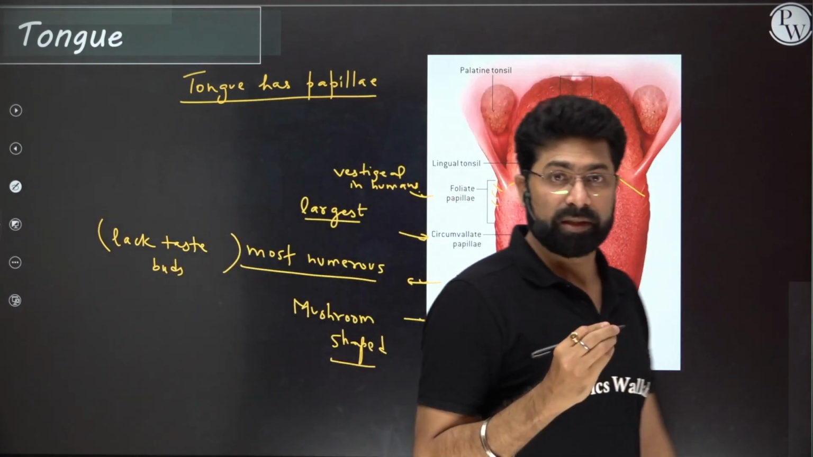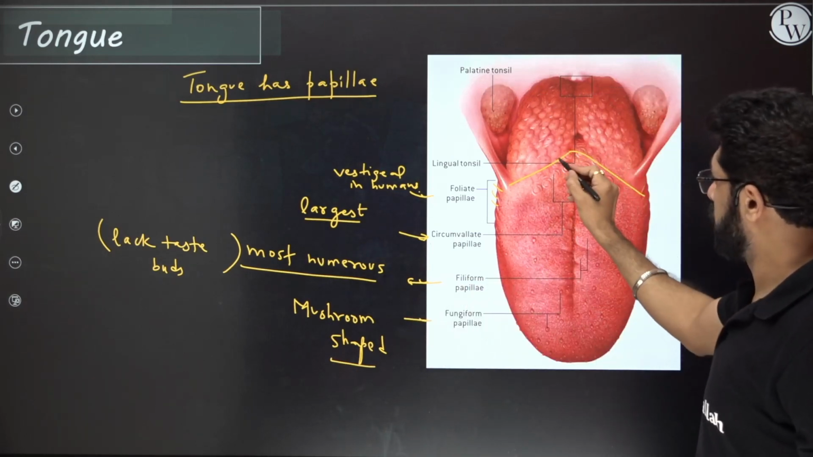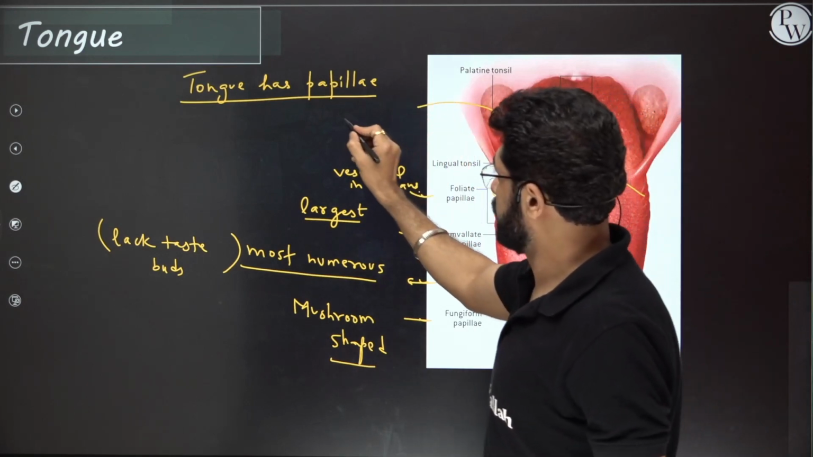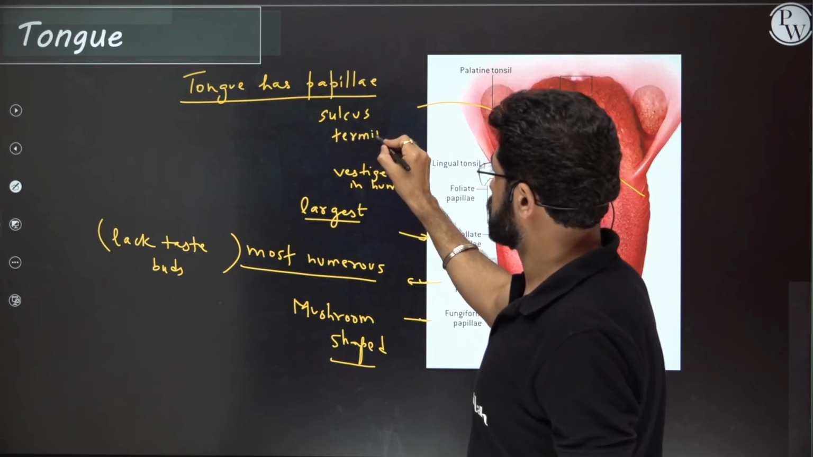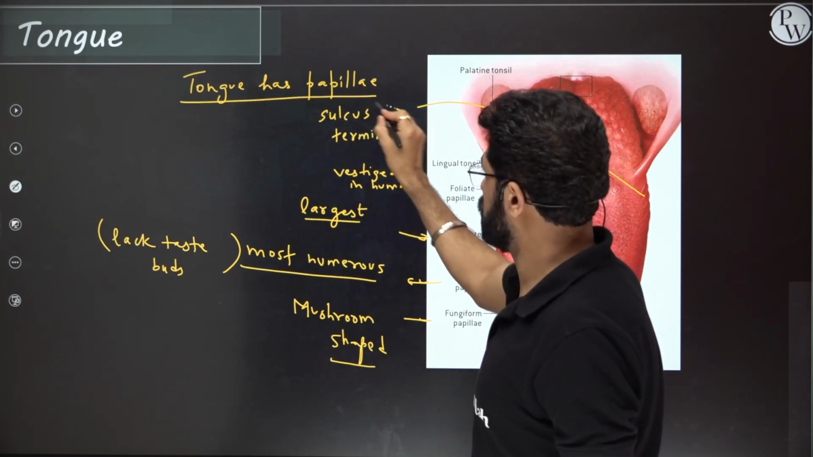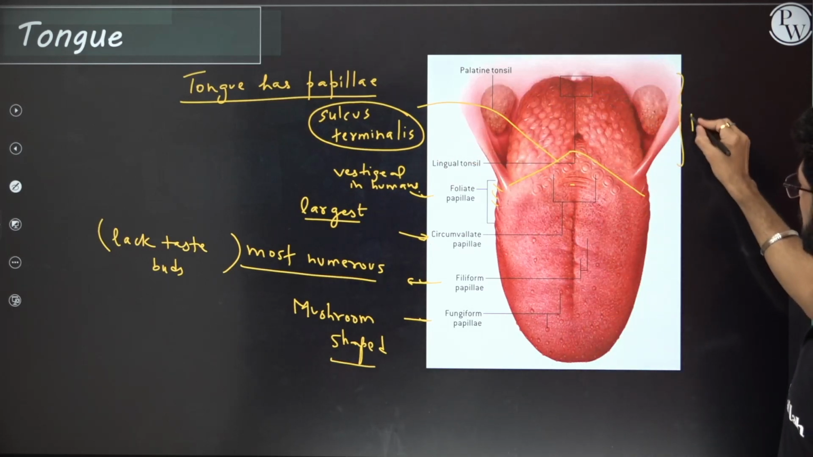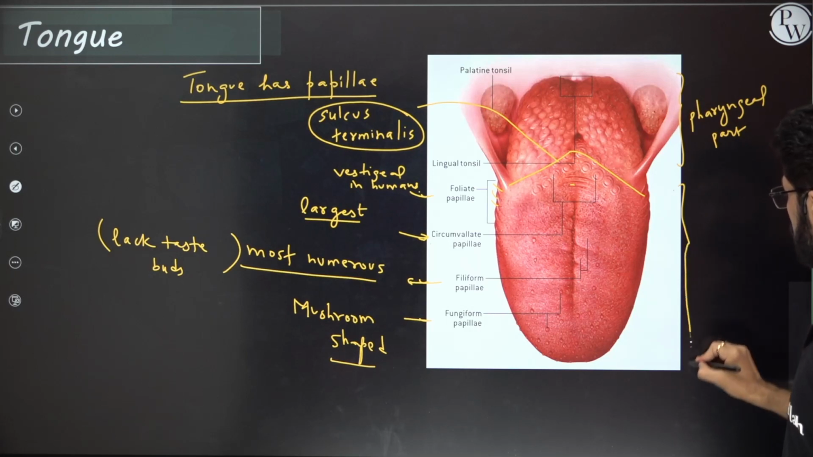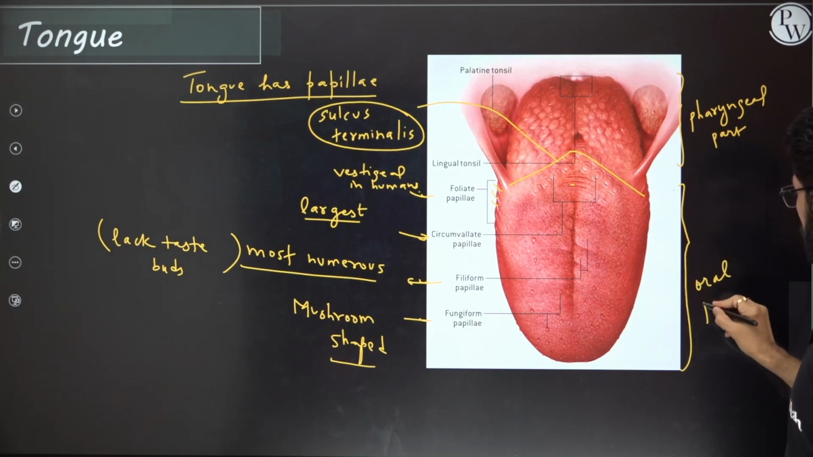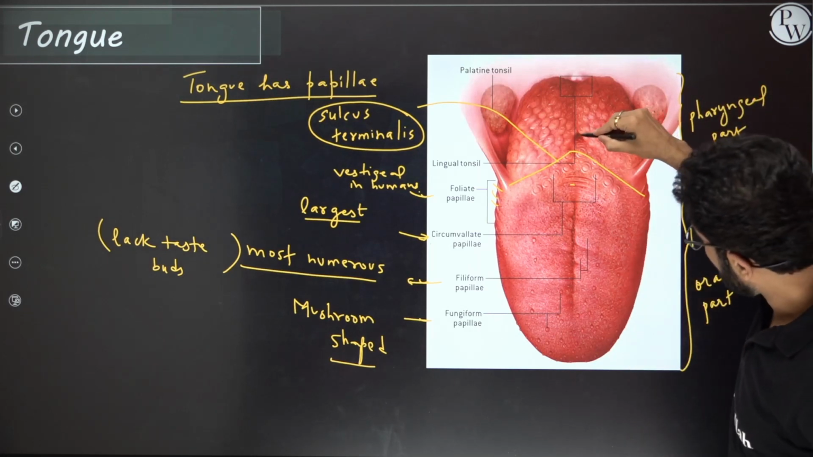One very important point, you see, there's a structure which divides this tongue into two parts, and that structure is called as sulcus terminalis. So what does the sulcus terminalis do? It has divided the tongue into two parts. This part is called as pharyngeal part or the posterior part, whereas this anterior part is called as the oral part or the anterior part.